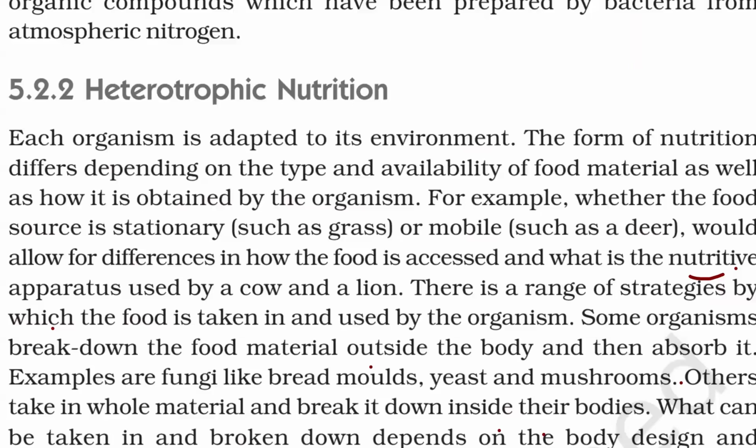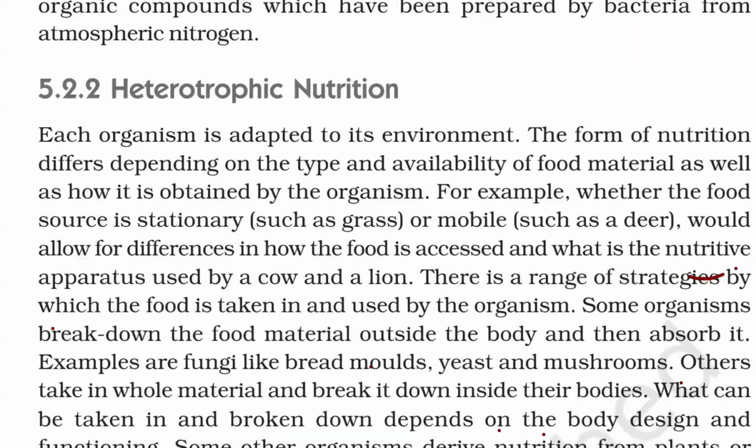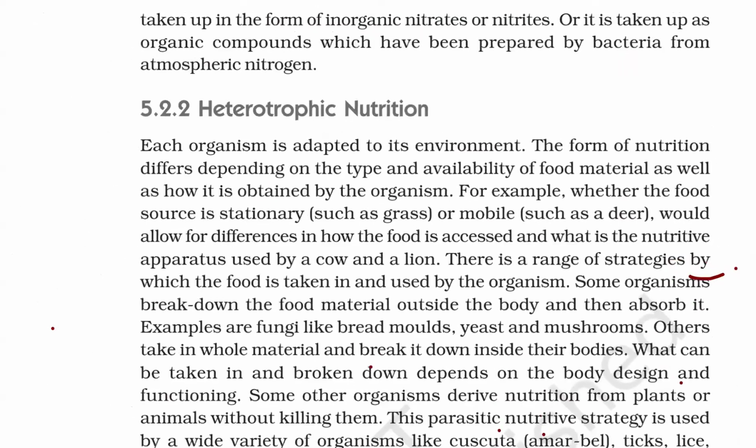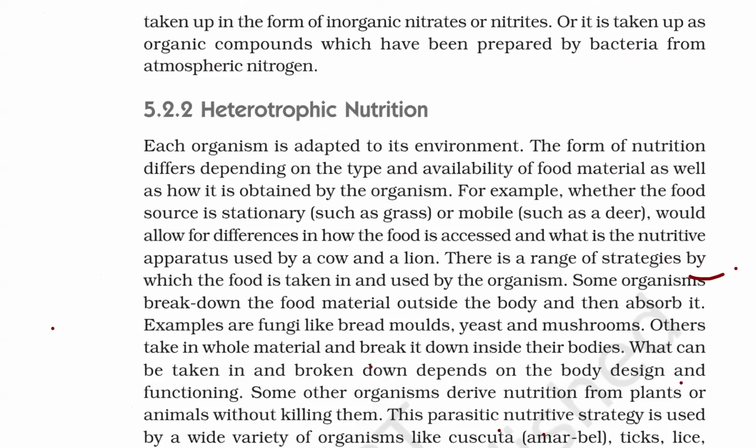Saprotrophic, parasitic, and holozoic. You will study a few points about this also. So the form of nutrition, depending on the type and availability of the food material and how it is obtained, we can categorize into three categories.